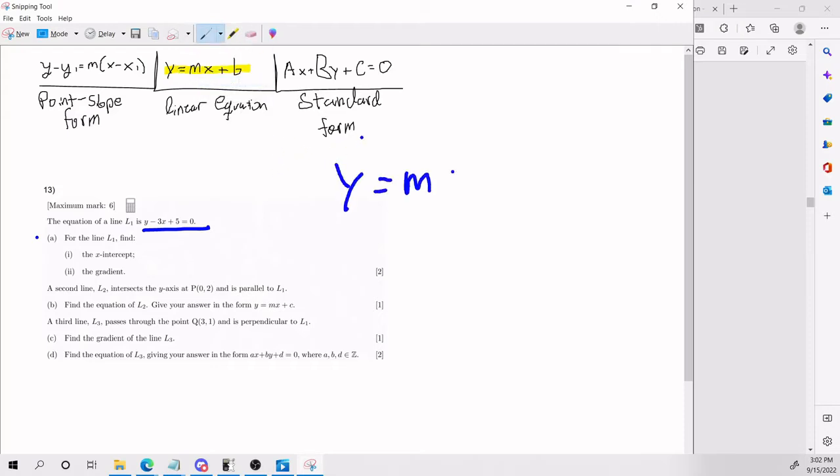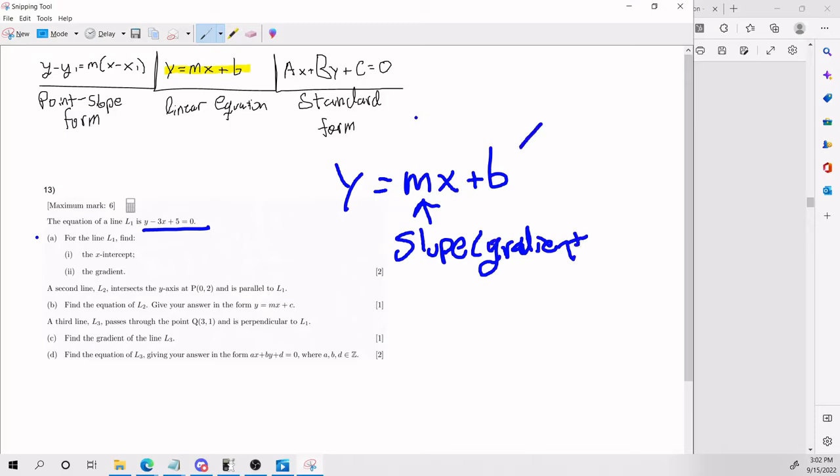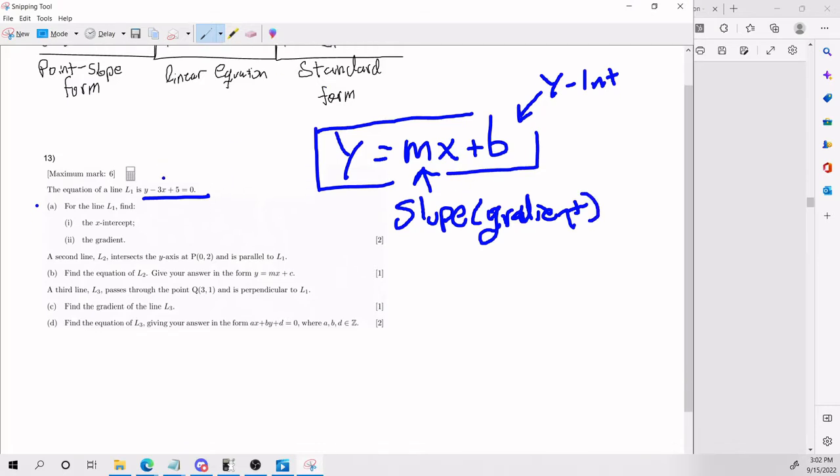Here, there are a couple of things that we know. This m is the slope, which is a synonym for gradient. And this b is the y-intercept. Usually you want to take it to this form because it's just easier to work with. That being said, let's take it into that form.